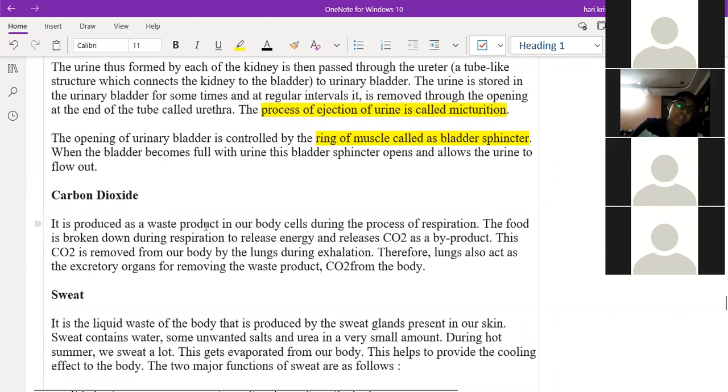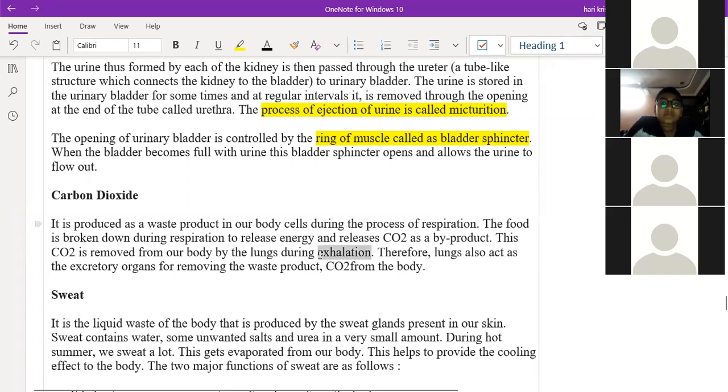It is produced as a waste product in our body cells during the process of respiration. The food is broken down during respiration to release energy and CO2 as the byproduct. This CO2 is removed from our body by the lungs during the exhalation process.